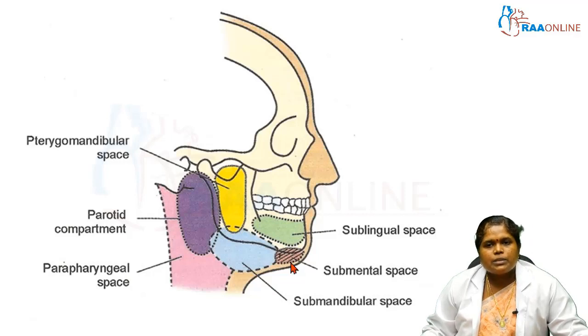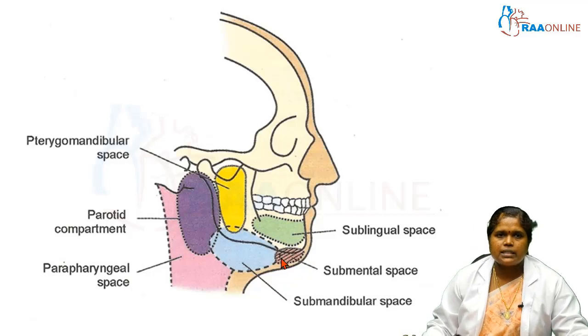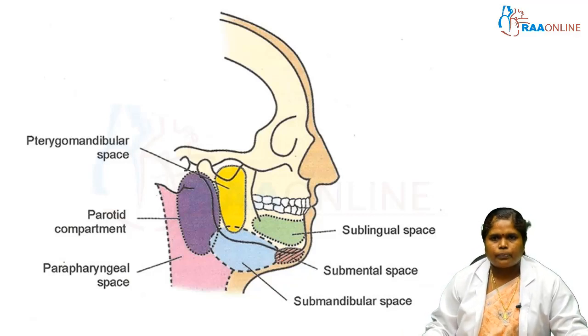So here we have a space between this mylohyoid muscle and the deep cervical fascia. That space is known as the submental space. And it is on either side bounded by the anterior belly of the digastric muscle. So this space is the submental space.